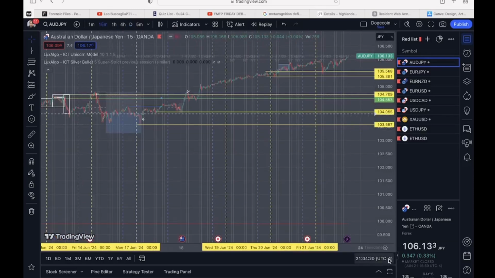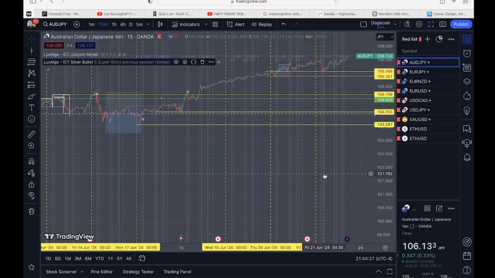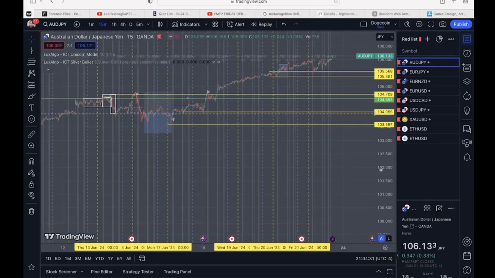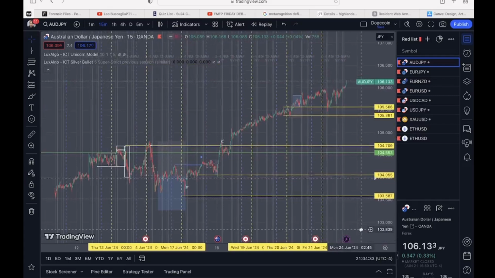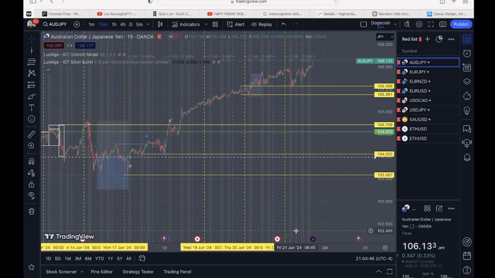You want to set your time zone on UTC-4 New York, right? Once you do that, this is what you do. It's simple instructions, follow along with me. So you want to put a vertical line right here on timestamp 0000, the four zeros, right?